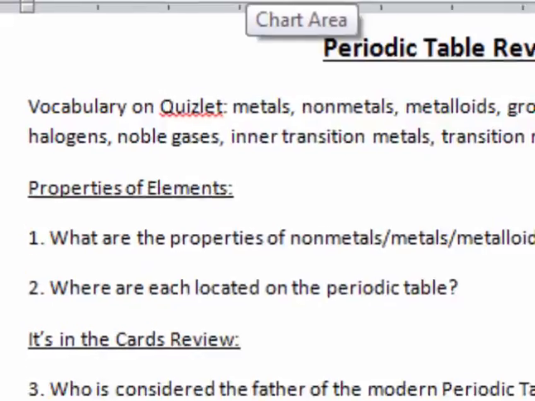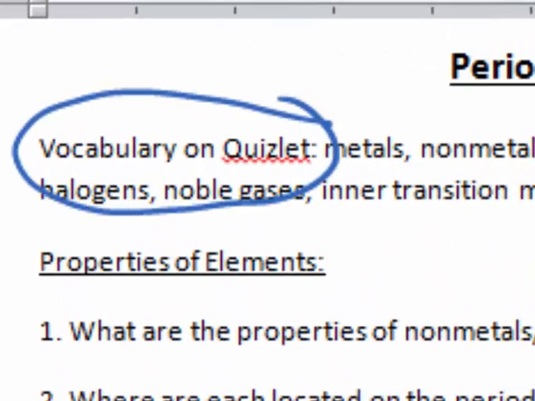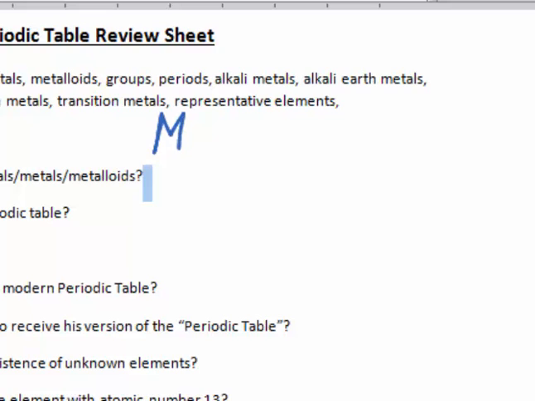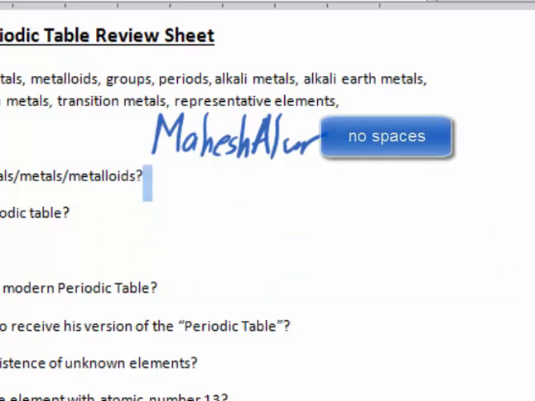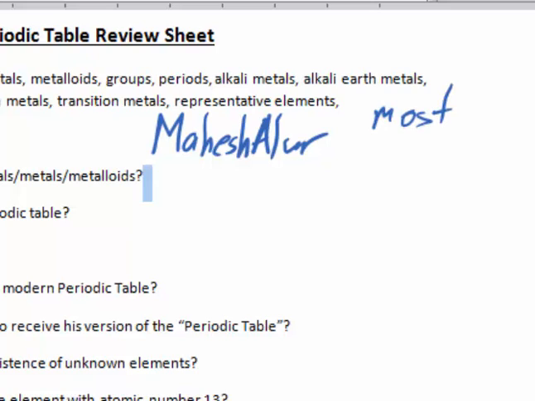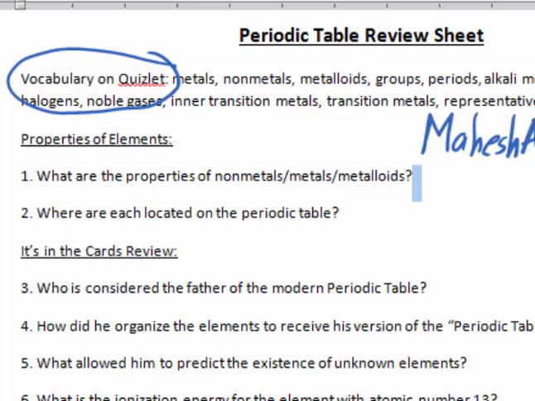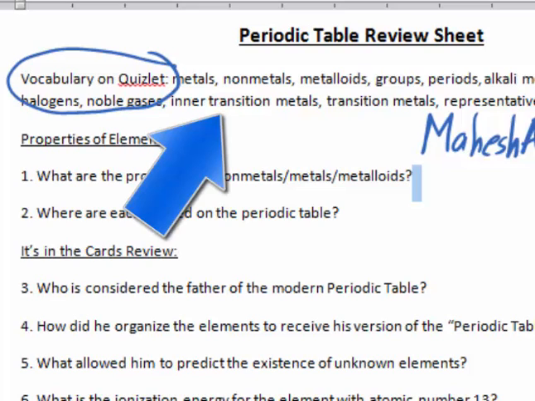Firstly, you can see that there's a bunch of vocabulary here, and you should go to Quizlet, quizlet.com, where you can download the app on your smartphone. If you type in my name, Maheshalur, into Quizlet, there's a little search bar at the top, and you click the most recent tab. You will see a vocabulary list that is called chemistry periodic table, and these are the words that are going to be in there, and you can use the games in there to study, so you should definitely do that.